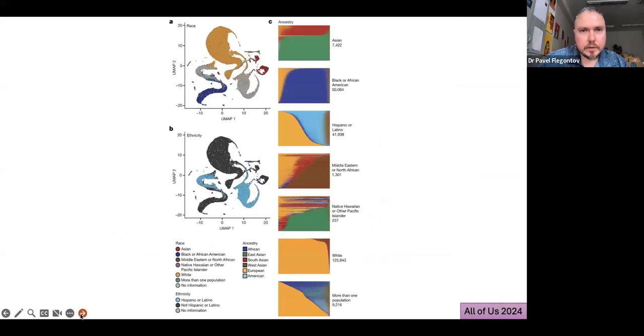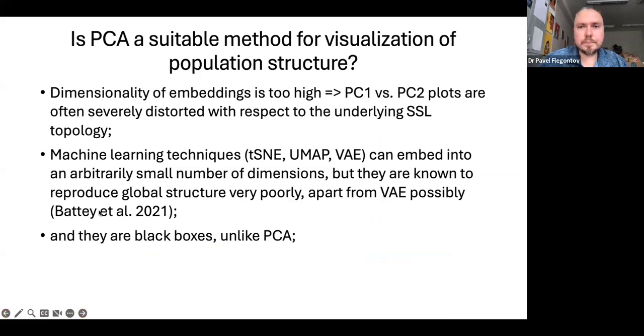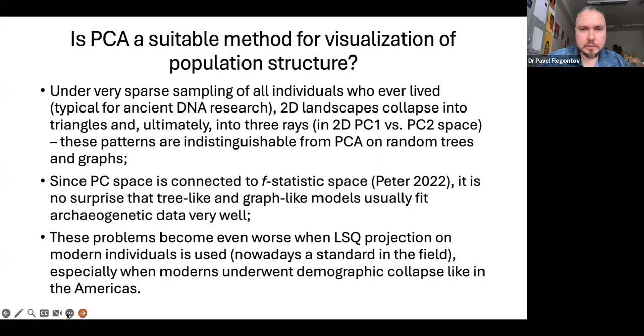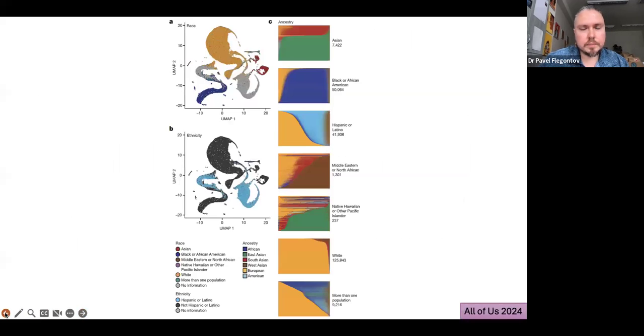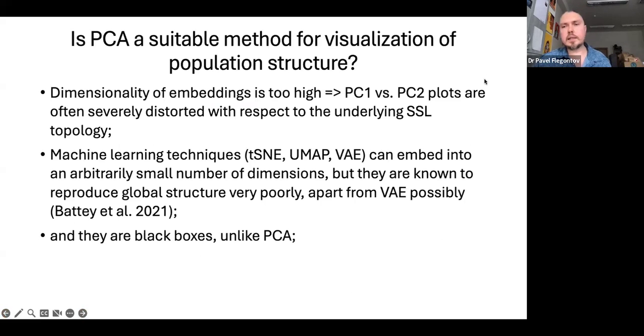Okay, so I will skip further slides, and actually I'm nearing the end of my talk. So, is PCA suitable as a method for visualization of population structure? First, as we mentioned, dimensionality of embeddings is too high. And that's why PC1 versus PC2 plots are often severely distorted with respect to the underlying topology of the landscape.